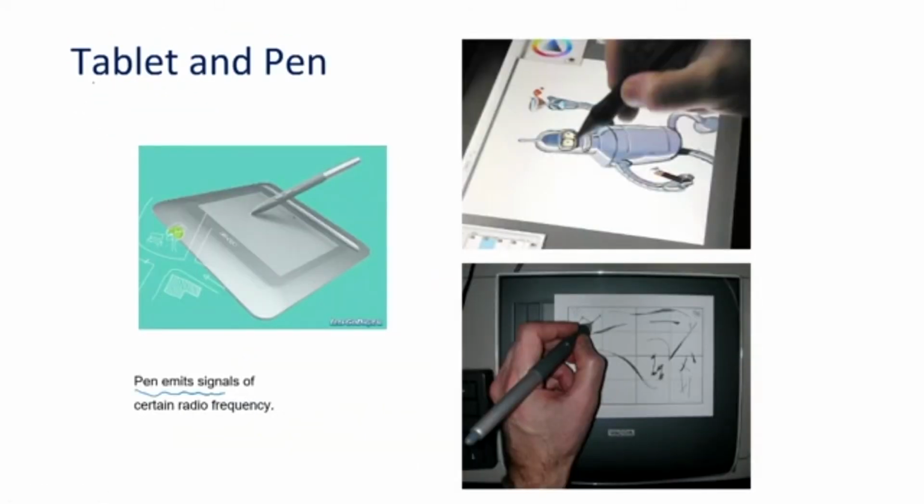In addition to this, we are using tablet and pen. These tablets have pens which emit signals of a certain radio frequency, and the tablet has circuitry beneath the screen. When the pen touches a certain point, the frequency gets sensed at that point, and that location is recorded by the microprocessor system. So, these are some of the applications; particularly the tablets and pens are used in animations. You just notice these are the applications of developing various animated characters.